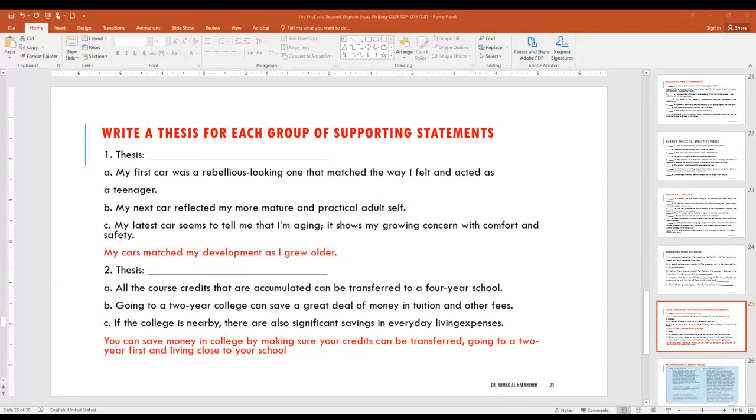My choice in cars changed with my stage of life. My choices for cars changed with each stage of my life. Yeah, acceptable.